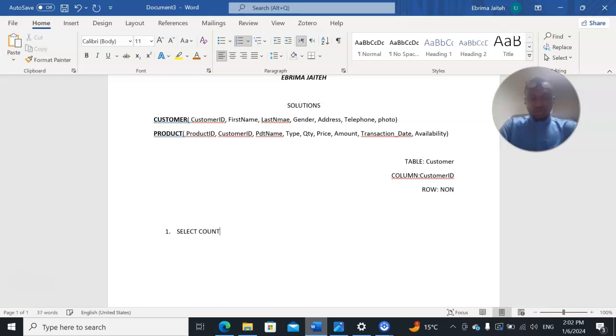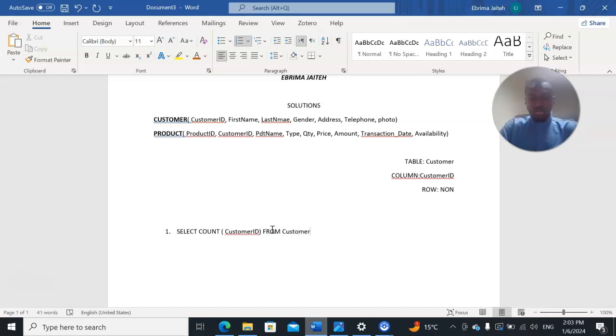SELECT COUNT. Okay, COUNT is also an SQL command. You can see that I capitalize every one of them. The first rule of SQL commands is that they are always capitalized. So I'm going to say SELECT COUNT. What am I going to count? The customer ID, because I want every customer in my database. So SELECT COUNT what? Customer ID. From where? From customer table.